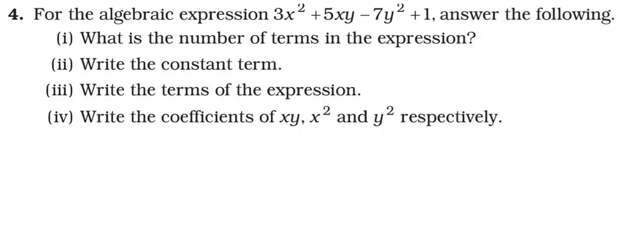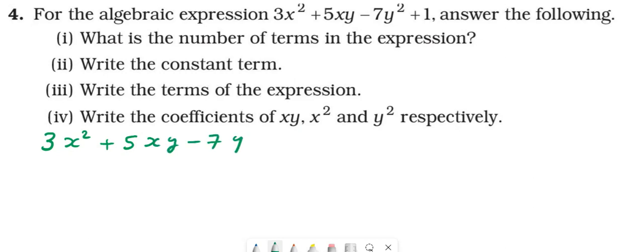Now, beta, question number 4. The algebraic expression is written here: 3x square plus 5xy minus 7y square plus 1. Beta, first part. What is the number of terms in the expression? Beta, here there are 4 terms. I am underlining these 4 terms. So how many terms? 4 terms. So the answer would be 4.